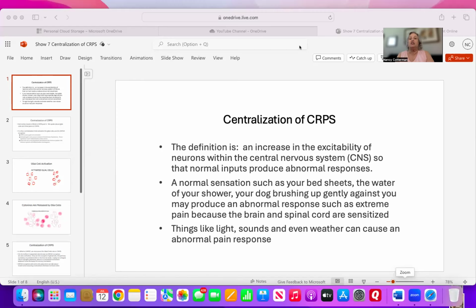So the definition is an increase in the excitability of neurons within the central nervous system so that normal inputs produce abnormal response. A normal sensation, such as your bed sheets, the water of your shower, your dog brushing against you gently, may produce an abnormal response, such as extreme pain, because the brain and the spinal cord are sensitized. Things like light, sound, and even weather can cause abnormal pain responses.